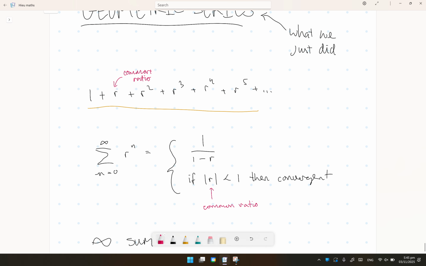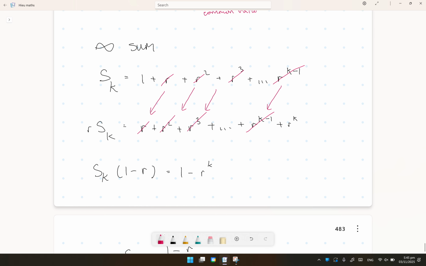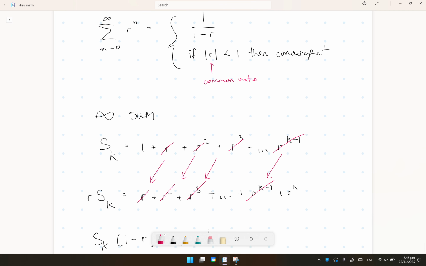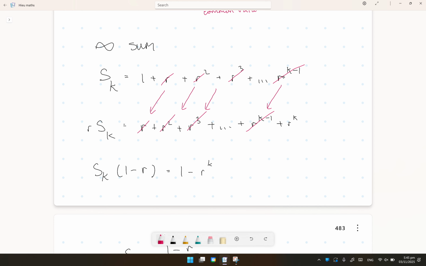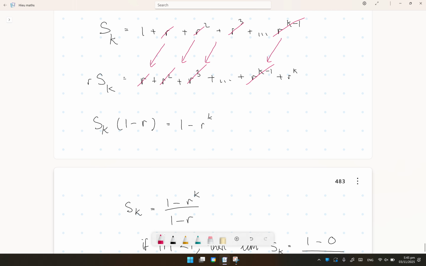Let me see if we have a proof for that. Yeah, here it is. So if we had an infinite sum of 1 plus r plus r squared plus r cubed, you can do that same thing where you're multiplying by r here. And again, like this, it cancels out. We have r^(k-1). Remember, this first term is technically r to the 0. So down here, for s_k, it'll be r^(k-1), and then here we have r^k. So all of these cancel out, and it reduces to this.